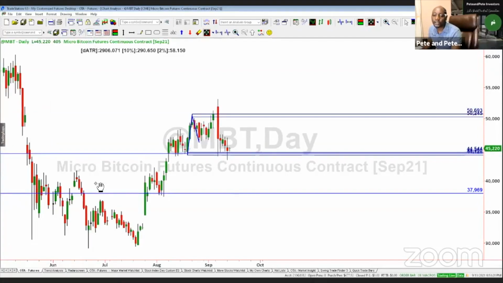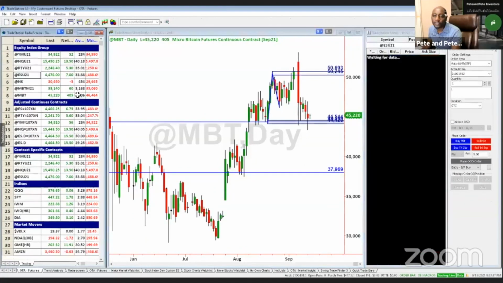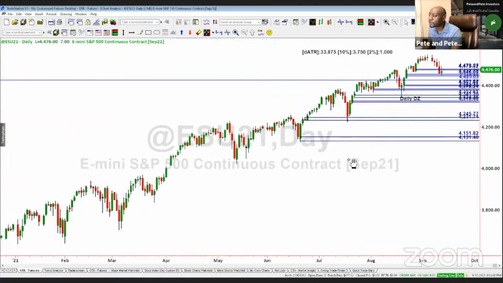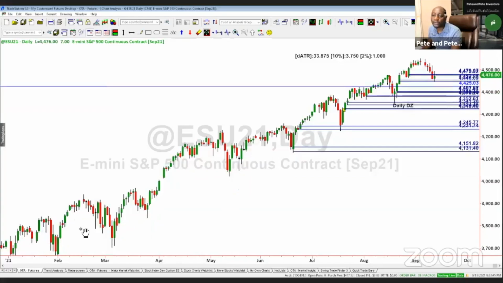So micro Bitcoin just started trading recently. I think it was in May when it launched here. And you can see it has built that chart over time. When you put the at ticker symbol, it will build it for you. Let's do another one, at ESU. So this is the futures contract for SPY. And going back, you see it's built this chart over time.